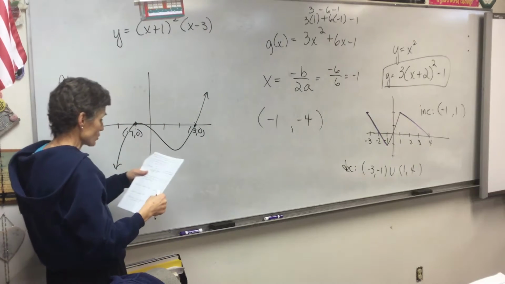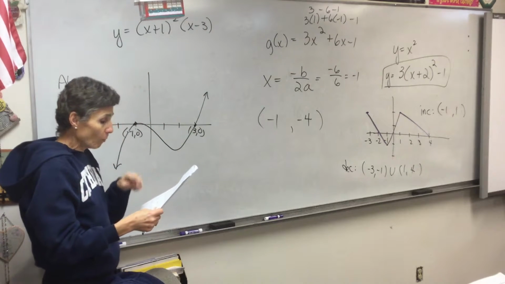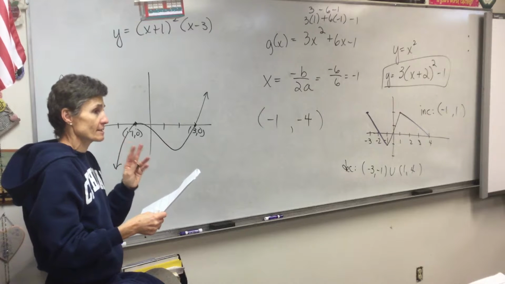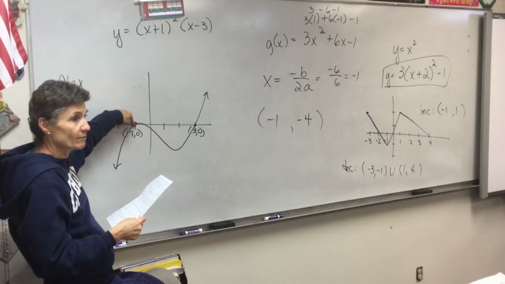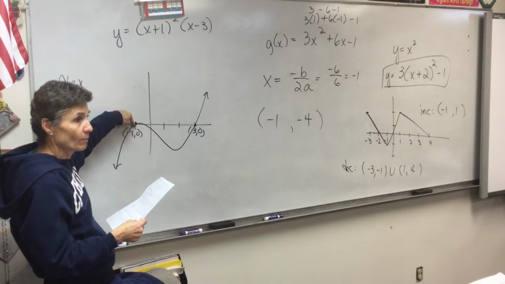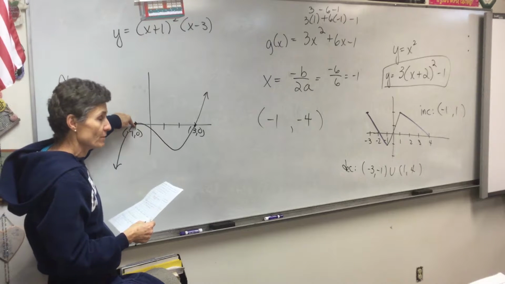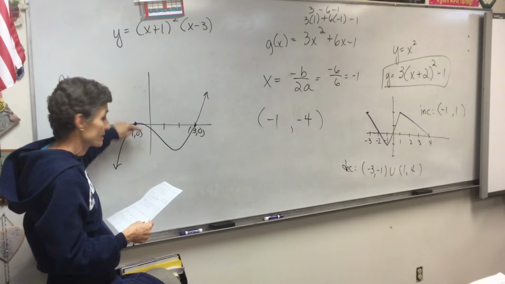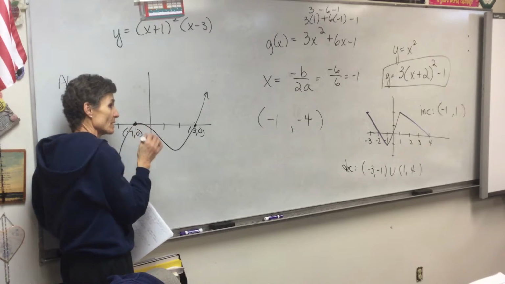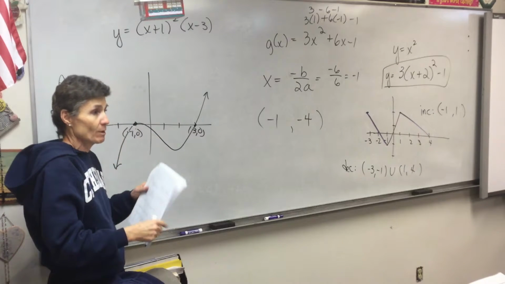So when the question says, at what point does the curve just touch the x-axis? The answer would be at the point -1, 0. On the other review sheet, it said, where is it tangent to the x-axis? That means the same thing. Think of tangent as bounce.